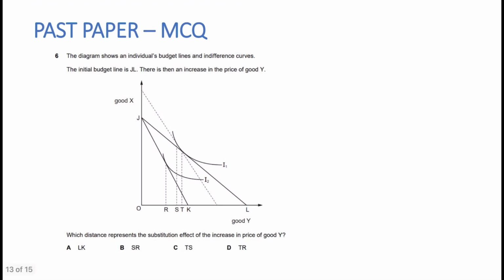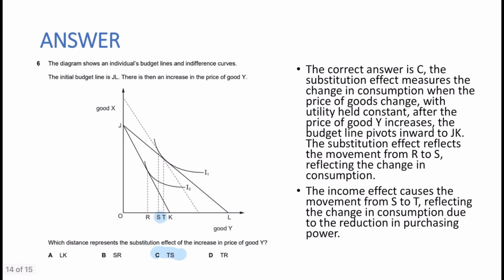The correct answer is C. This is because the substitution effect measures the change in consumption when the price of a good changes, with utility held constant. After the price of good Y increases, the budget line pivots inward to GAK. The substitution effect reflects a movement from R to S, reflecting the change in consumption. The income effect causes a movement from S to T, reflecting the change in consumption due to the reduction in purchasing power.